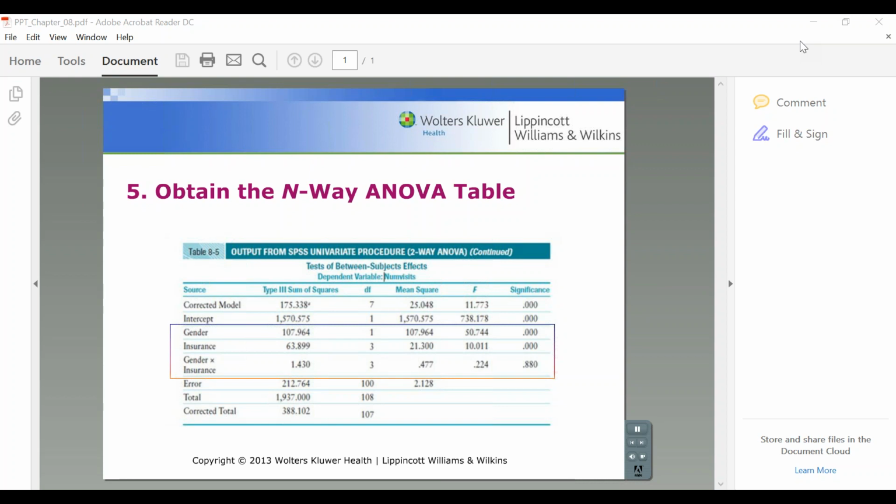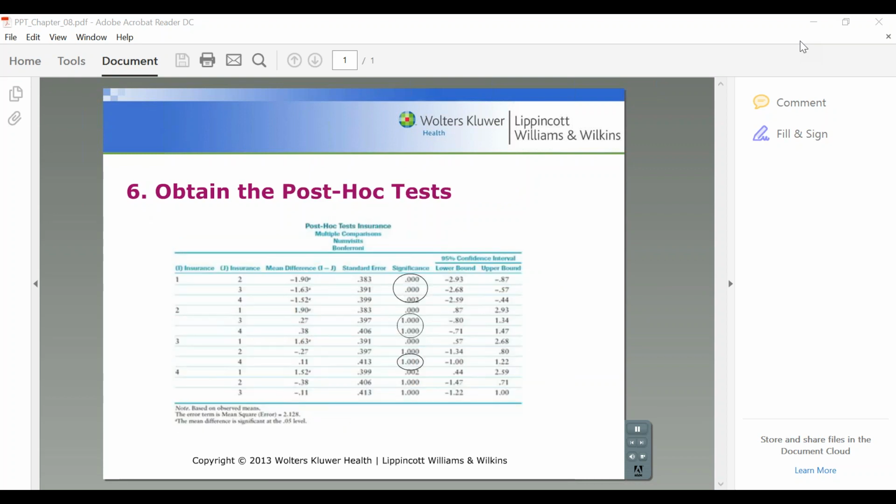If we look, there is a significant difference between the 2 groups based on males and females. So the number of visits, if you're a male, is found to be statistically significantly different, and based on insurance as well. But there is no significant difference in terms of gender by insurance. As you can see, it's non-significant at the 0.8 level.